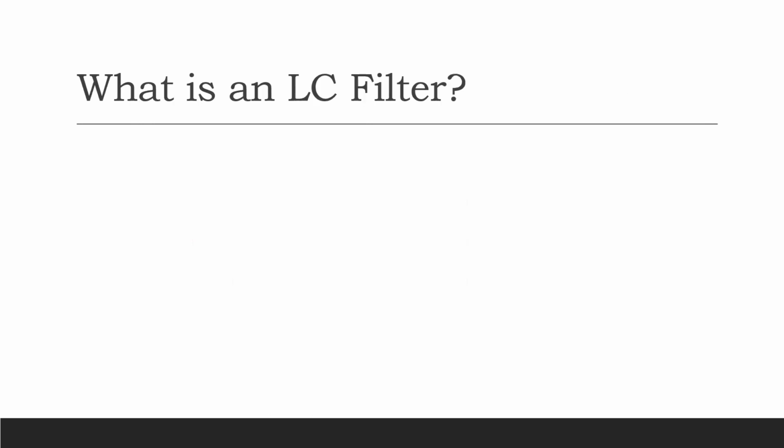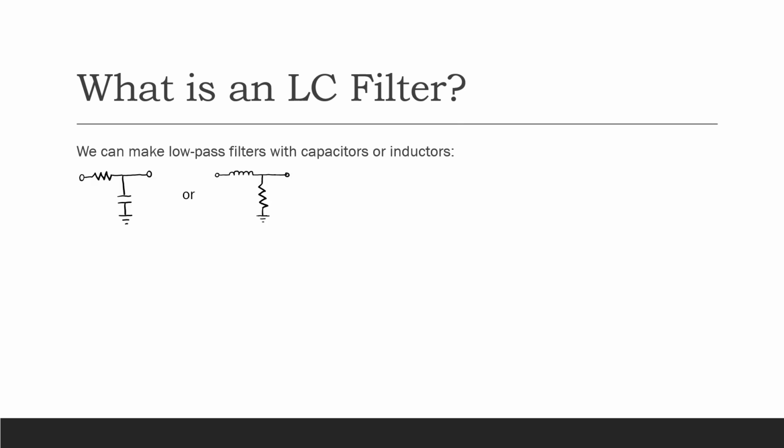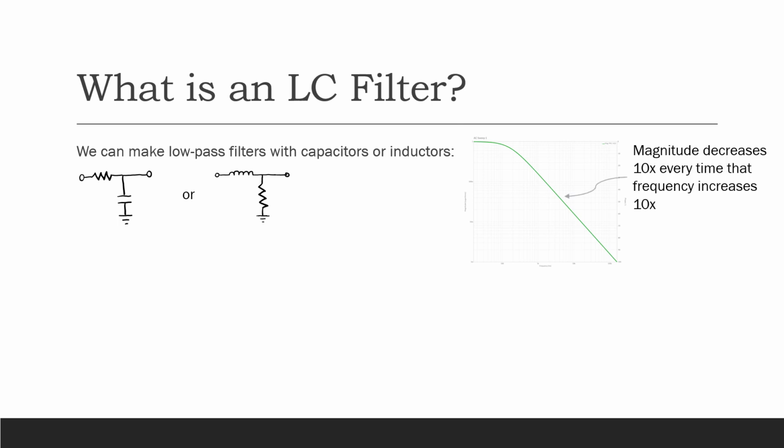Now let's talk about LC filters. So what is an LC filter? Well, L stands for inductor and C stands for capacitor. So an LC filter is a filter made with an inductor and a capacitor. We already know that we could make low-pass filters with either capacitors or inductors, like this or like this. And when we do that, the filters have a frequency response that looks something like this. If we look closely at the frequency response, we can see that the magnitude of this response decreases by a factor of 10 every time the frequency increases by 10 times.